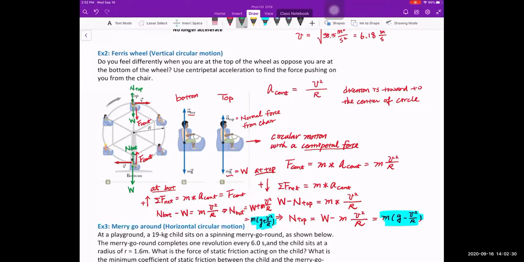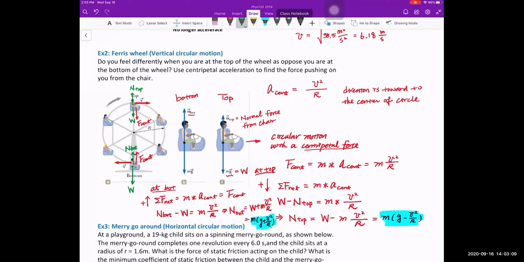This question asks: when you are actually on the Ferris wheel, why do you feel differently when you are at different positions of the wheel? We compare two of them, one at the top and one at the bottom. What you feel when you sit on this kind of Ferris wheel is the feeling from the chair. So what you feel is actually a reaction force, just like when you try to measure your weight. The weight reading is a reaction force. It's the force coming from the scale.